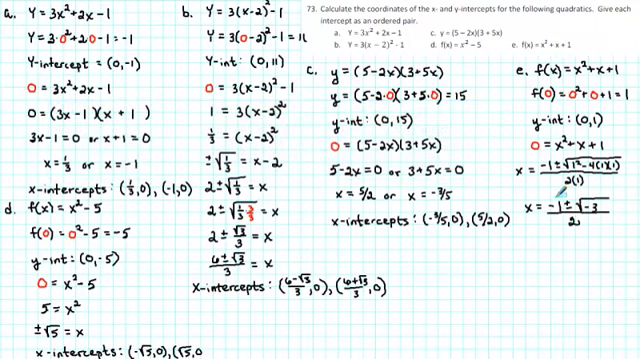When we simplify this, we get negative 1 plus or minus the square root of negative 3, all divided by 2. Well, at this point, the square root of negative 3 is not a real number. Therefore, our solutions for x are going to be imaginary numbers, and they will not correspond with any x-intercepts. So this graph does not have any x-intercepts.